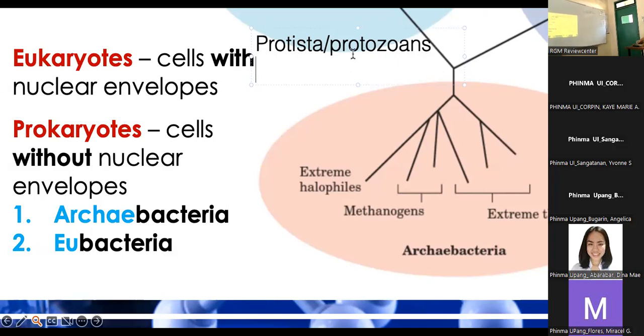And so aside from your protista or protozoans, you also have your fungi. The fungi can be molds or yeasts. Remember that fungi are also eukaryotic organisms. They may be single-celled or multicellular. The single-celled organisms under the kingdom fungi are what we call yeasts. They are single-celled only.